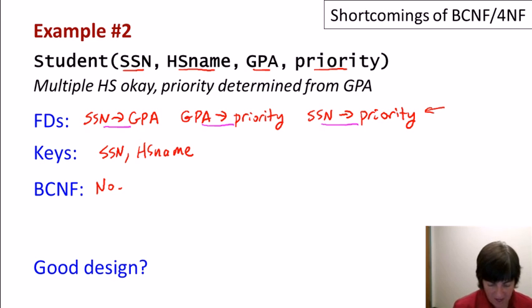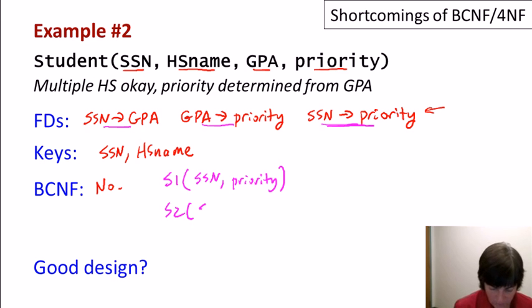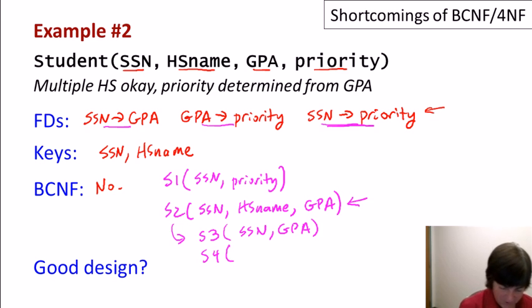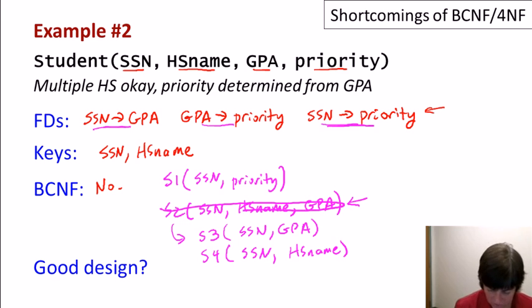So let's go ahead and do the decomposition. We'll decompose into S1 and S2. Let's start with the Social Security number determines priority. Then we'll have Social Security number and priority in S1, and in the other one we'll have all the remaining attributes and the left-hand side, high school name, and that would be the GPA. Then the second one still needs to be decomposed further, so that one will become S3 and S4. S3 will have the Social Security number and the GPA based on the first functional dependency, and then S4 will have the Social Security number and the high school name. And then we take away S2.